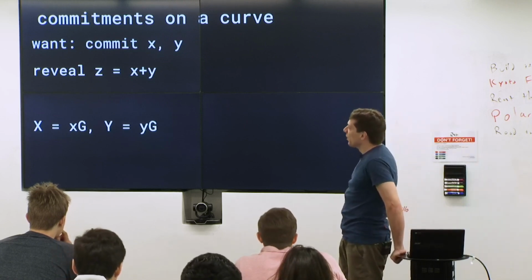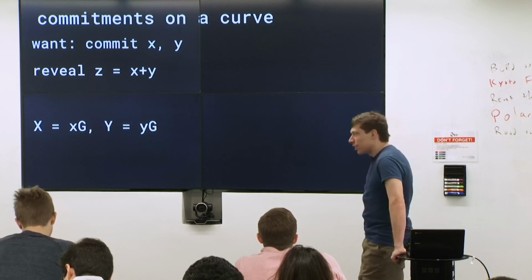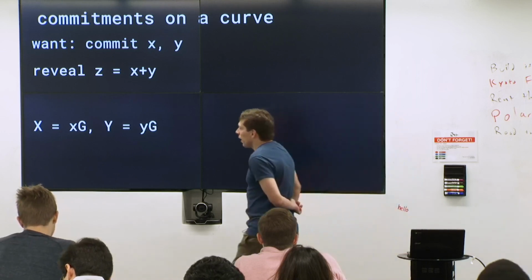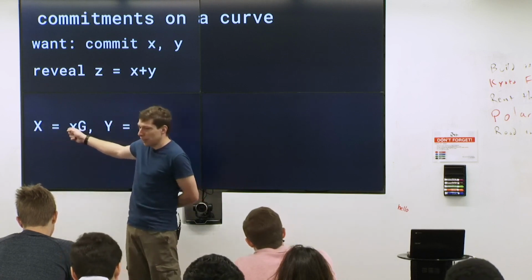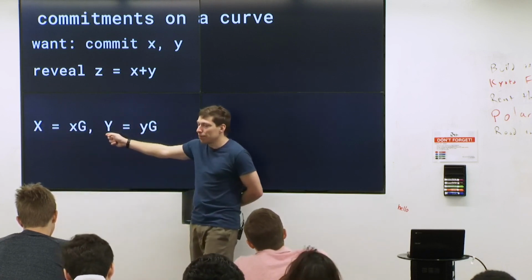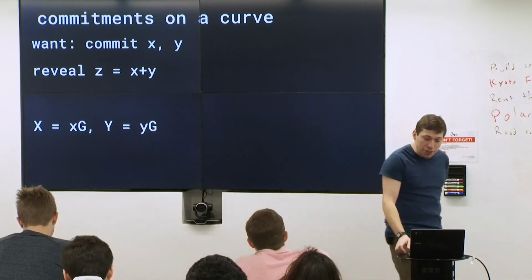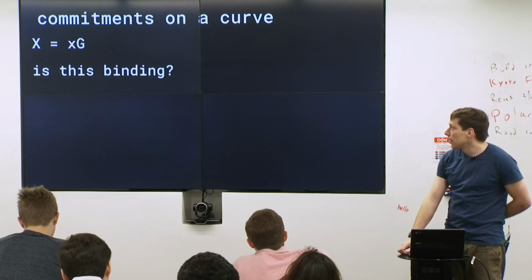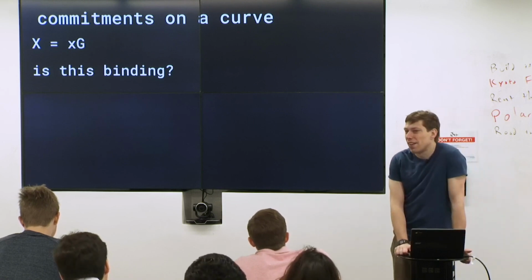So yeah, you want a commitment to X, you want a commitment to Y, you want to reveal Z as X plus Y. So what if you did this? You said, okay, I'm going to make a point on the curve, X, which is just my value X times G, and a point on the curve Y, which is my value Y times G. This does have that homomorphic property, right?